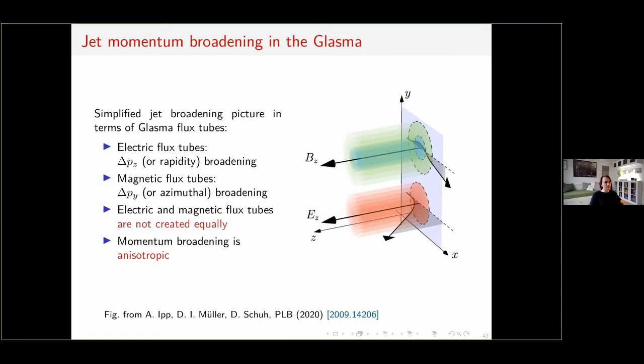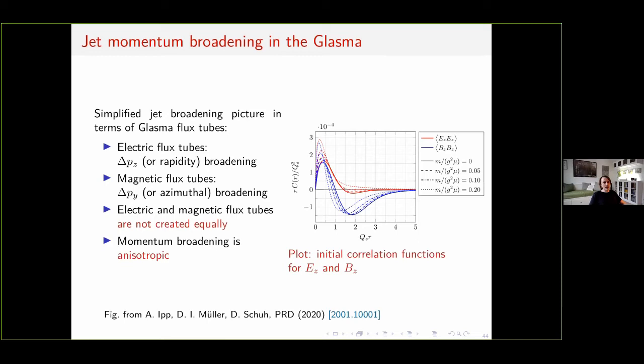So if you look at the correlation functions of the longitudinal fields, then they look quite different at the beginning. So you have some mostly positive correlation for the electric field, but for the magnetic one, you actually have a large region of anti-correlation.